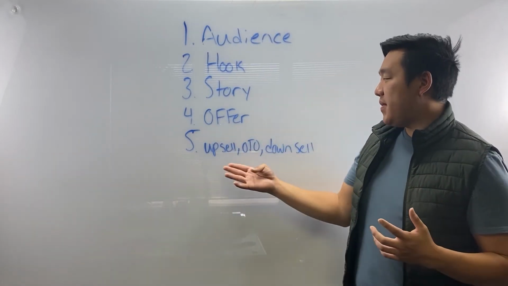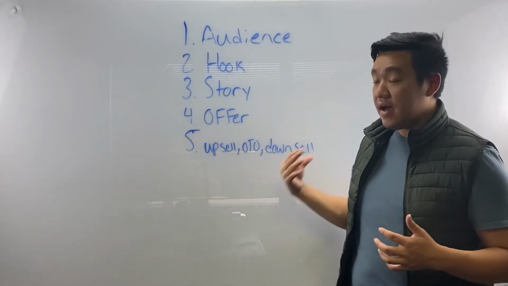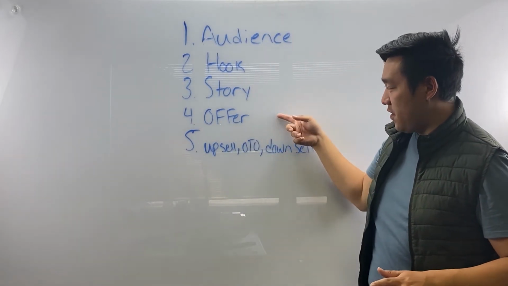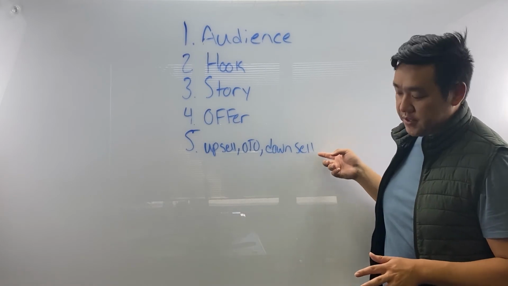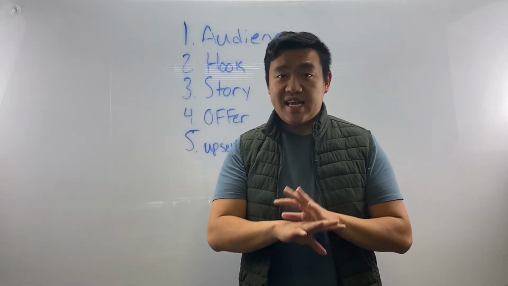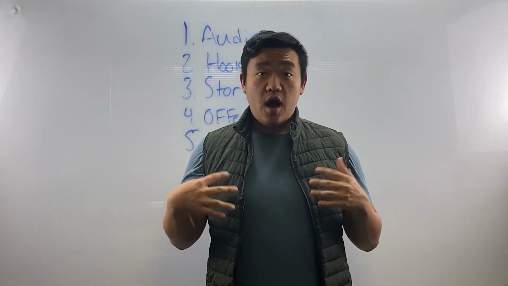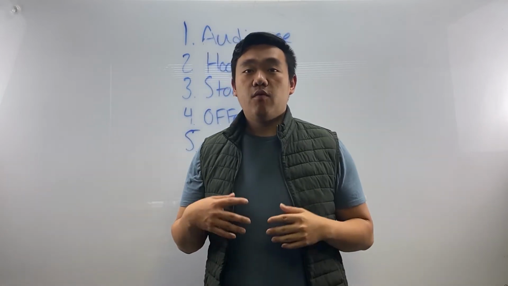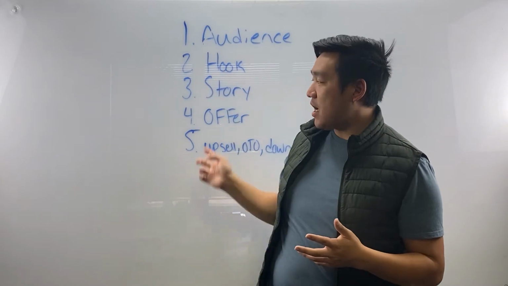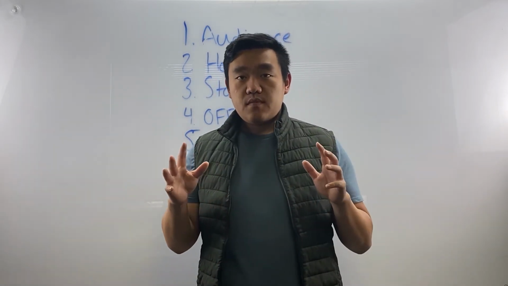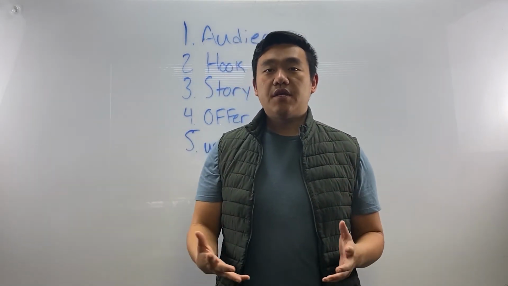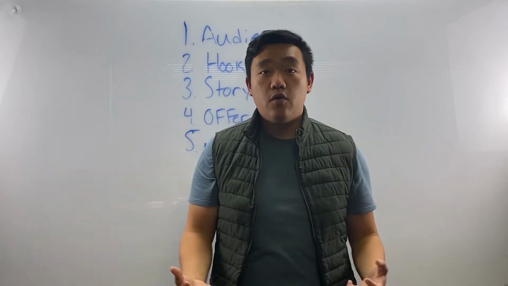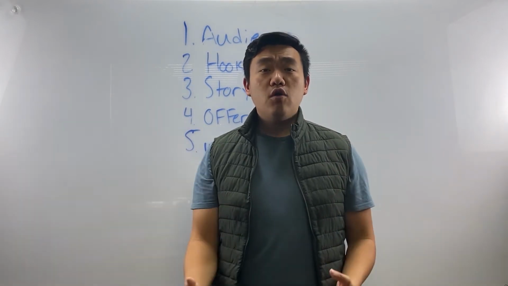And then number 5 would be an upsell, OTO offer, and a downsell. So like I said, the hook, story, offer, and upsell, OTO, downsell. I have a separate video for all of them, so if you want to, just check it out up there if you want to see more in depth about any of these topics. So the upsell, downsell, and one OTO offer, that's what makes the sales funnel so powerful.